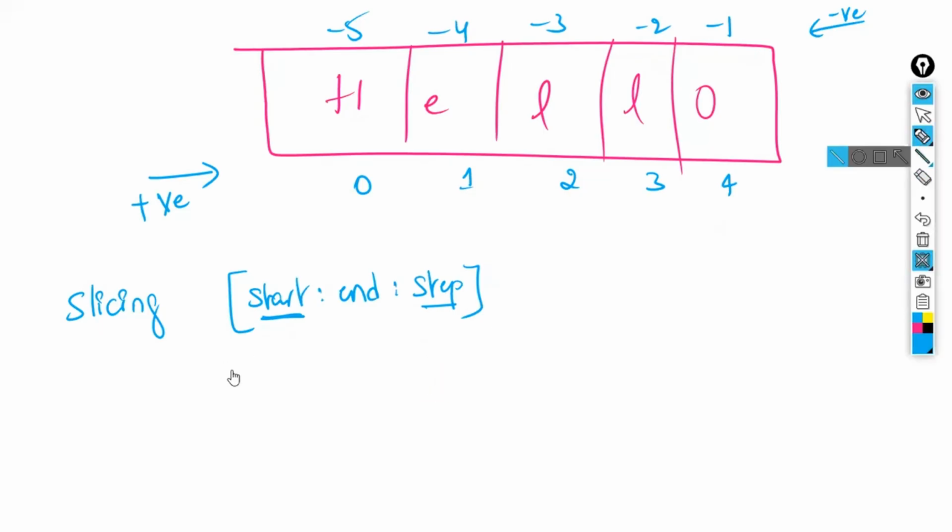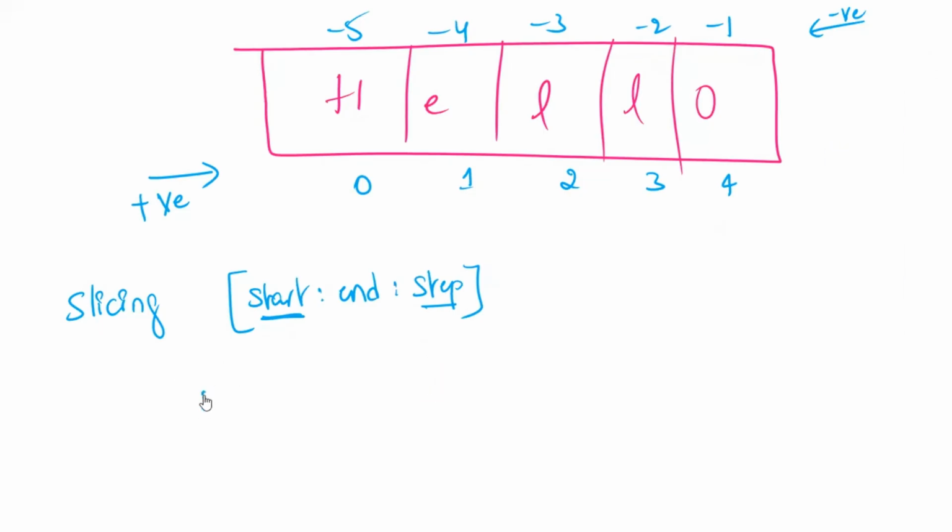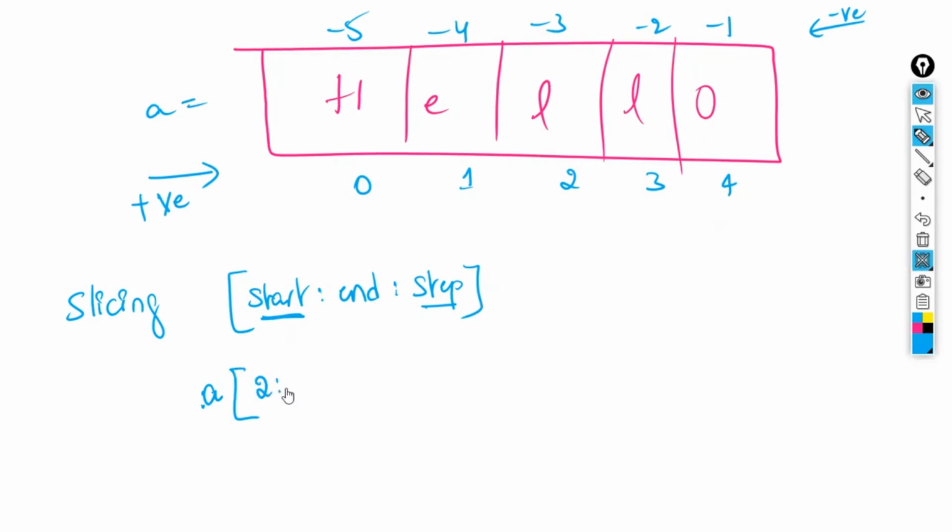Now, the slicing operation. First, I'm going to store this one in a variable called A. Now I'm asking A of 2 to 5 with an increment of +1. What is the meaning of this? It means first you have to start from 2, and 2 means whatever the character is there, that is L. You have to take L.